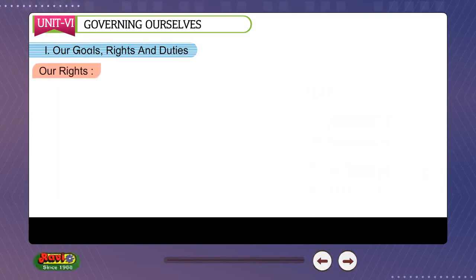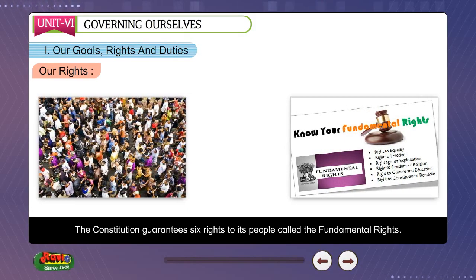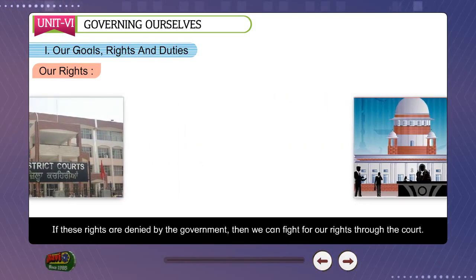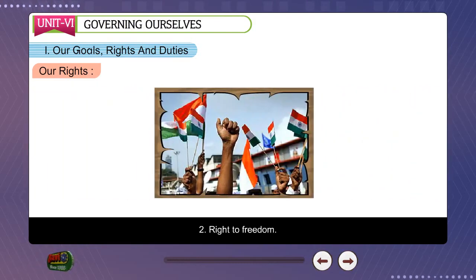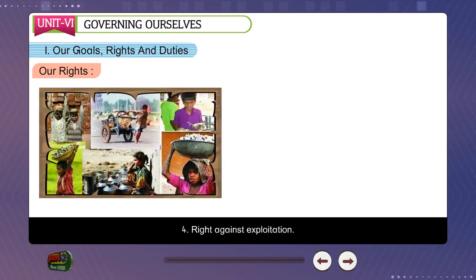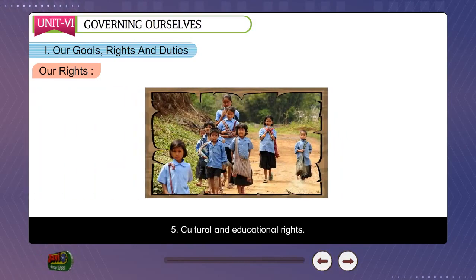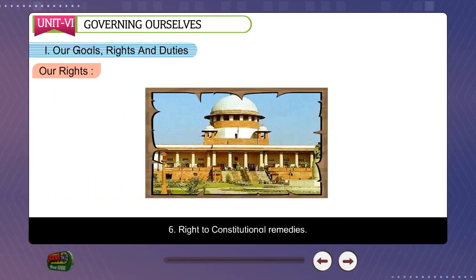Our rights. The constitution guarantees 6 rights to its people called the fundamental rights. If these rights are denied by the government, then we can fight for our rights through the court. 1. Right to equality. 2. Right to freedom. 3. Right to freedom of religion. 4. Right against exploitation. 5. Cultural and educational rights. 6. Right to constitutional remedies.